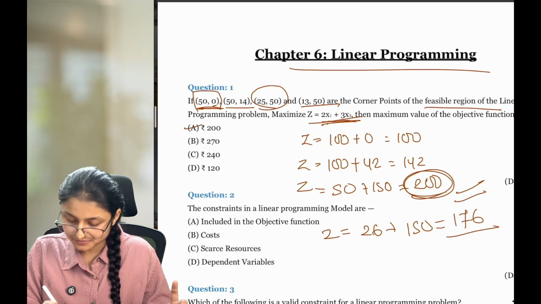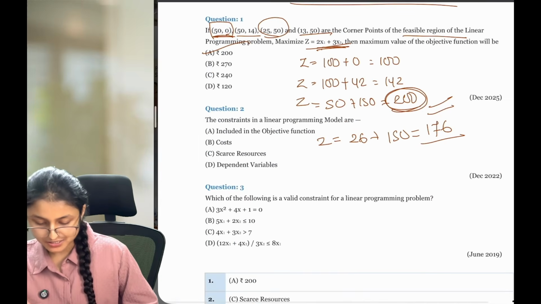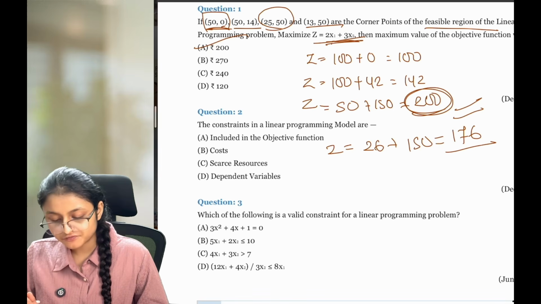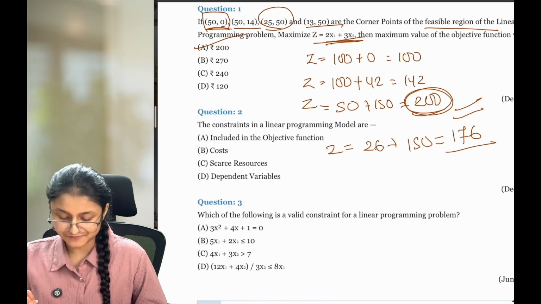200. Hence this is the maximum value of your objective function. Okay, so moving forward to the next question. The constraint in a linear programming model are included in the objective function. In the objective function, we include the variables, not the constraint specifically.